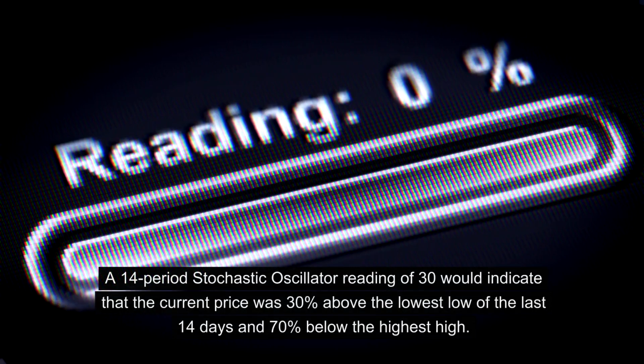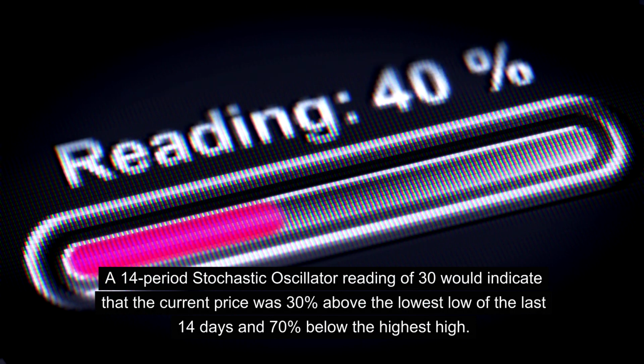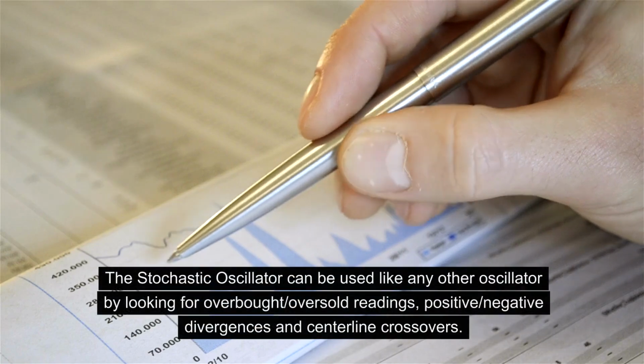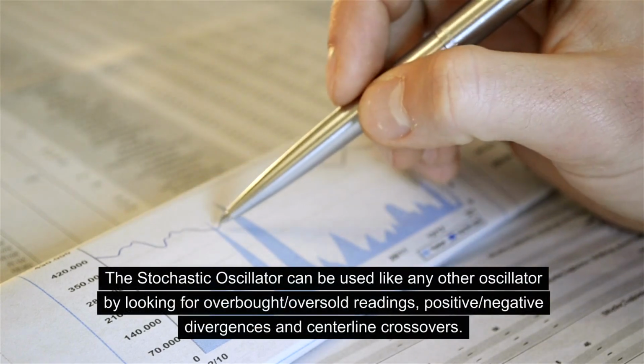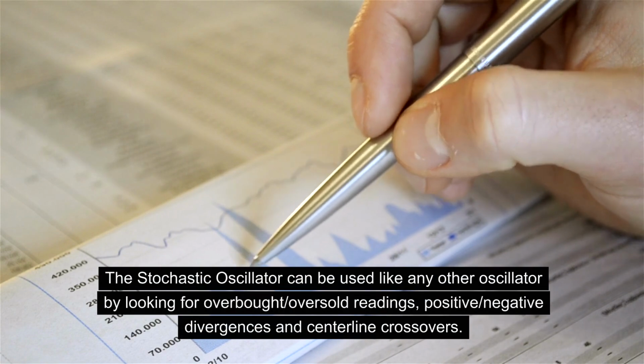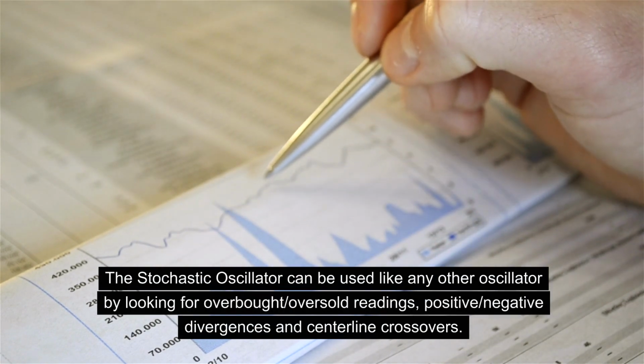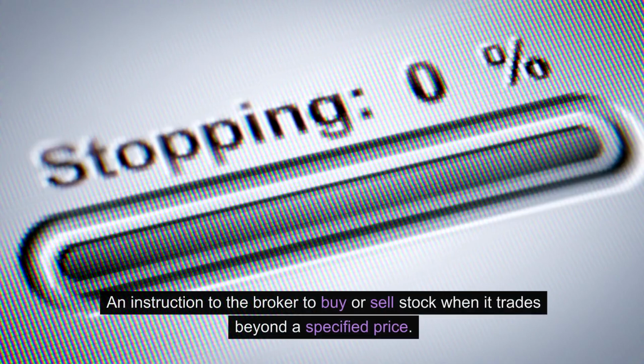A 14-period stochastic oscillator reading of 30 would indicate that the current price was 30% above the lowest low of the last 14 days and 70% below the highest high. The stochastic oscillator can be used like any other oscillator by looking for overbought, oversold readings, positive, negative divergences, and centerline crossovers.